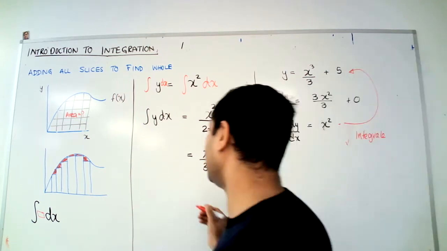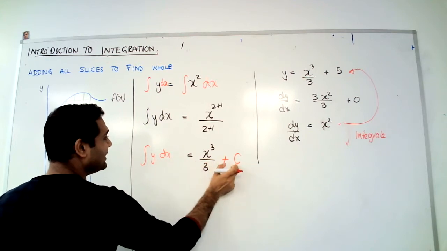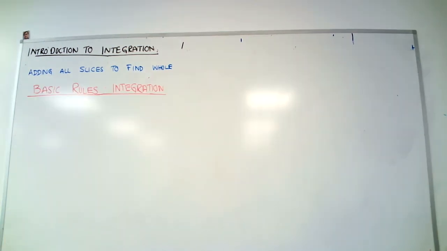There is a way to find the value of c, but at this point we just need to know there is a c that will appear. Okay, so this is the basics of integration. Now we will do some rules for integration, and then we will discuss that further.